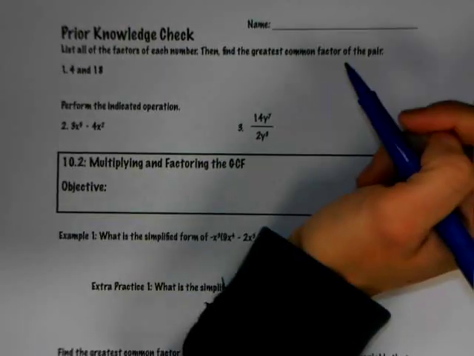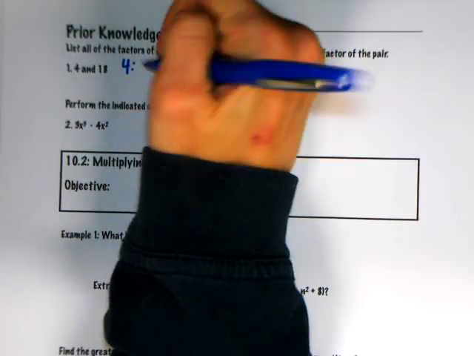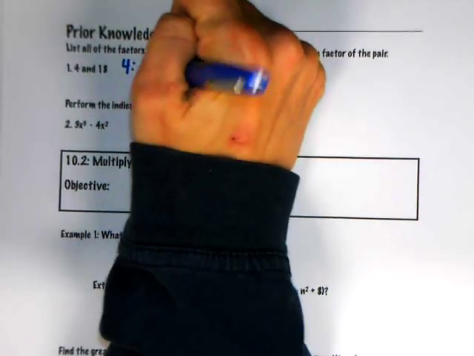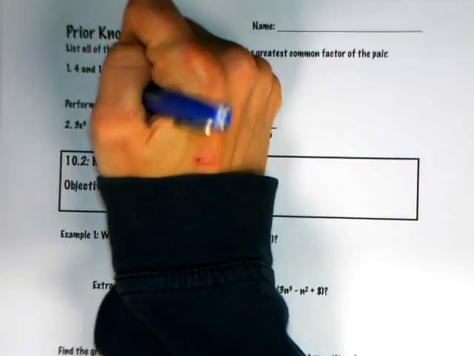Alright guys, so list all the factors of each number, then find the greatest common factor. So what are all the factors of 4? 1, 4. 1, 2, 4. Yep. What about 18?